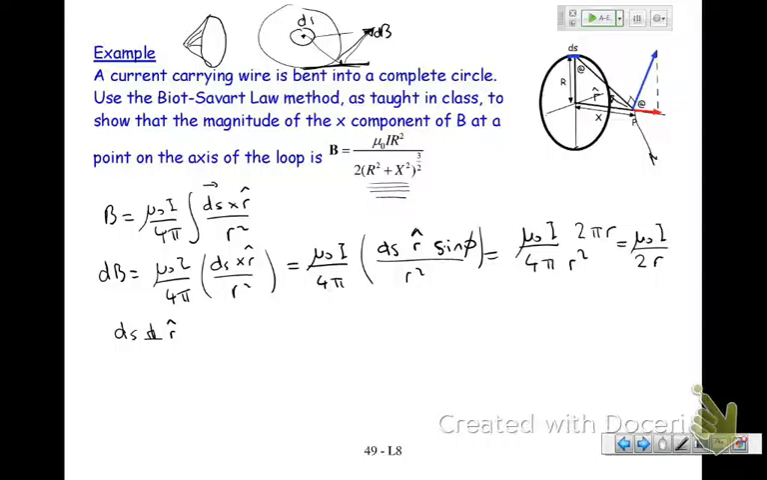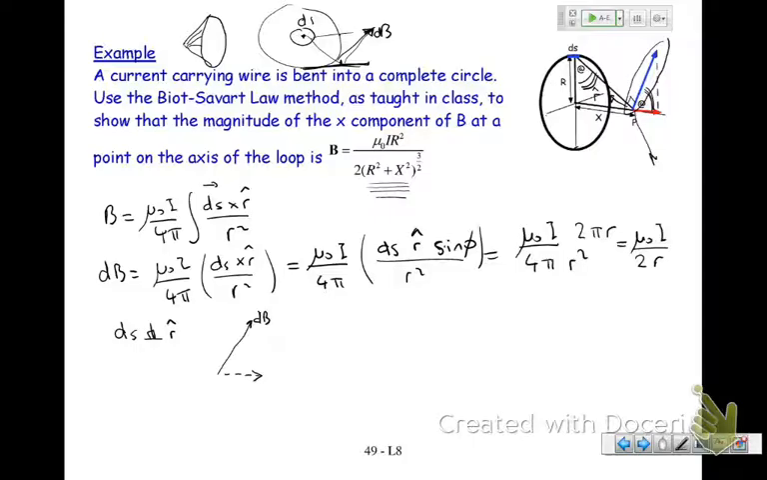Mu naught I over 2r. I think I just messed up, but let's have a look. Okay, so that gives me that guy, and I have to figure out if that is my dB, then I have to get my vector of dB. Look at this, that angle there is my alpha, and that angle there is my alpha. Oh, okay, I know what I'm doing.